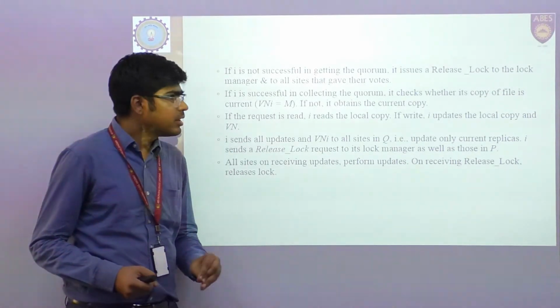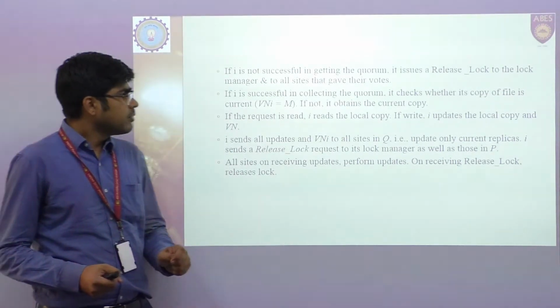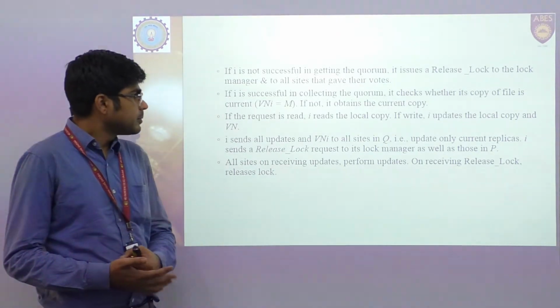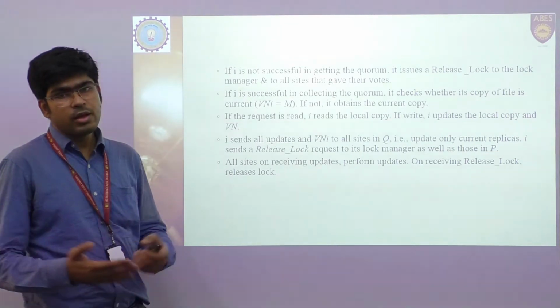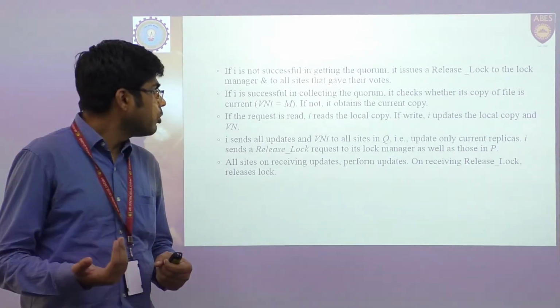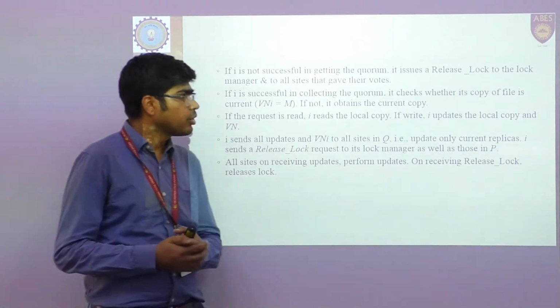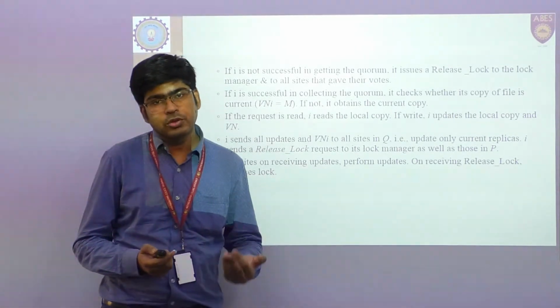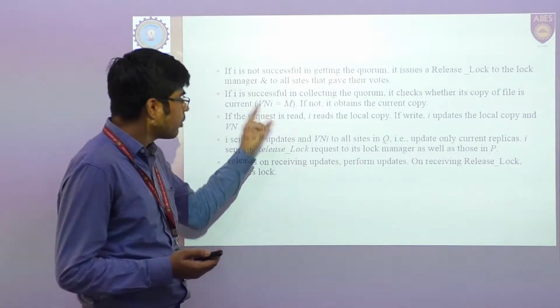Once the locks have been released, if there is a success in quorum, it checks whether the copy of the file, if VNi is equal to M. If the grant has been given to me and my collection of quorum is successful, then what will I do? I will first check the latest copy. Where will I get the latest copy from? I will get it from the version number.